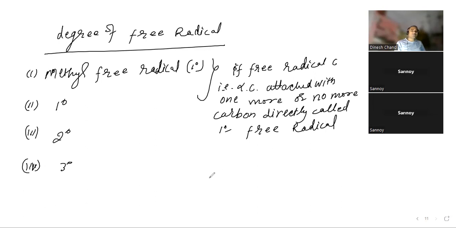Now, it is very easy to understand. Here is CH3, so this is going to be the alpha carbon. The alpha carbon is attached with no more carbon, so this is 1 degree. The word "directly" is used, directly, not indirectly.